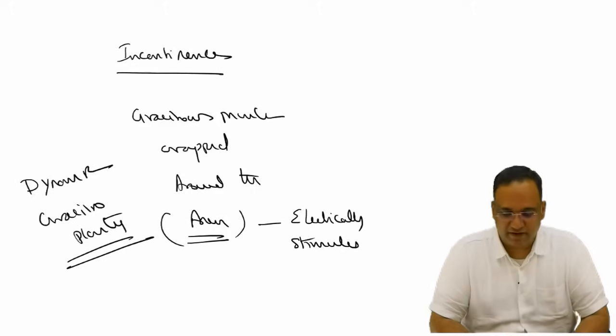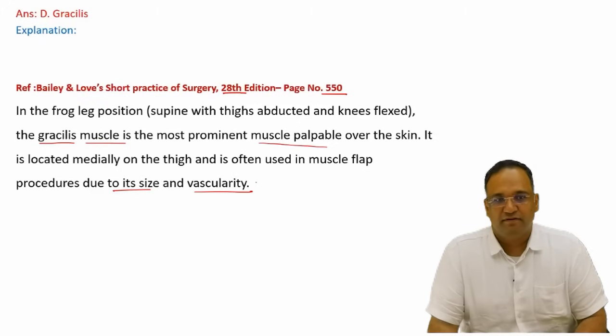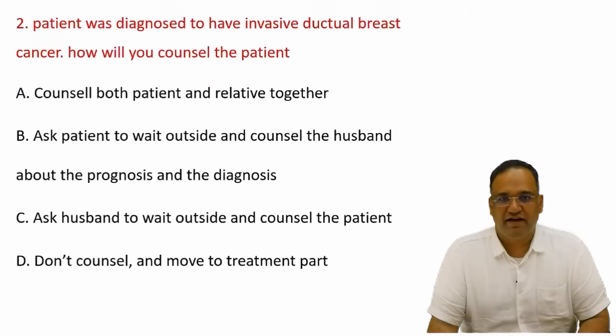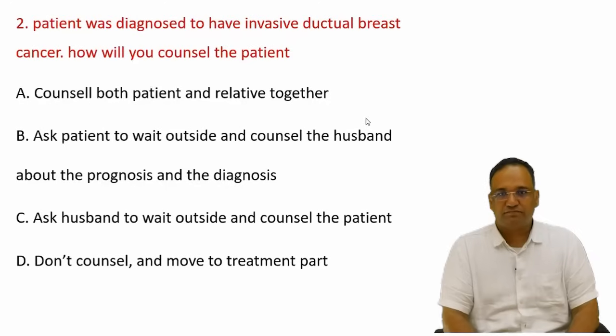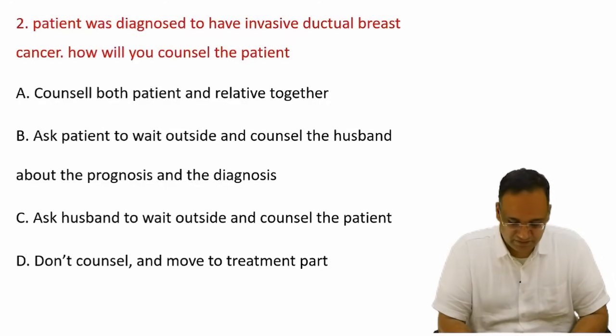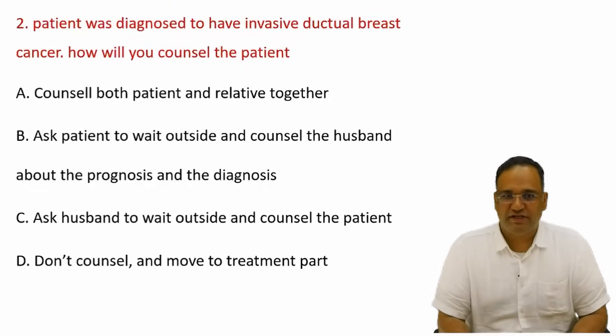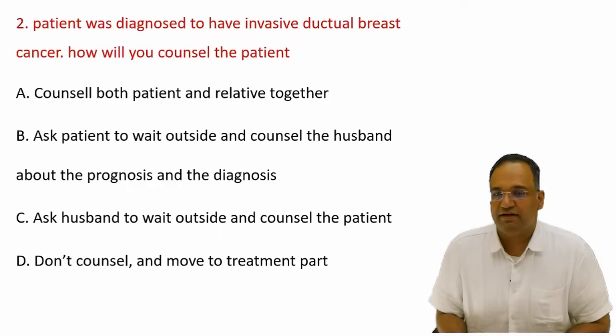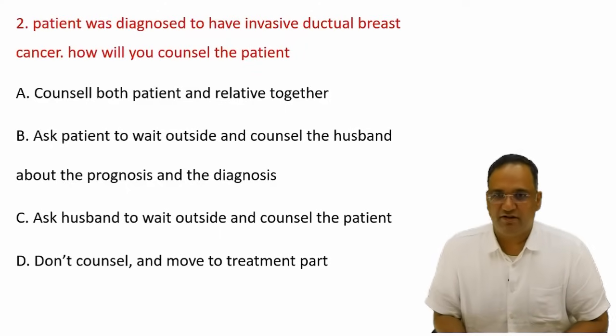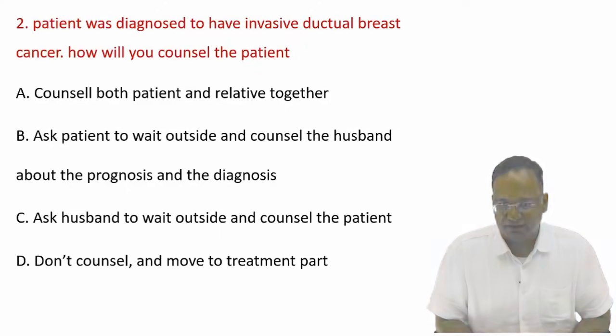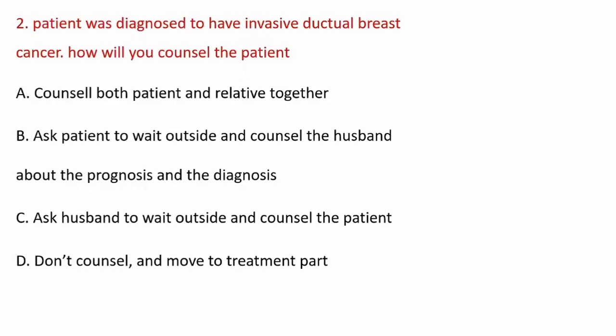Is it okay? Okay, let's move on to the next. A patient was diagnosed to have an invasive ductal breast cancer. How will you counsel the patient? The patient comes with a breast lump, and then you take a biopsy. Once you take a biopsy, it is proven to be breast cancer of the variety invasive ductal carcinoma. Correct? When you have to get a consent, how do you get a consent? You can type your answer.